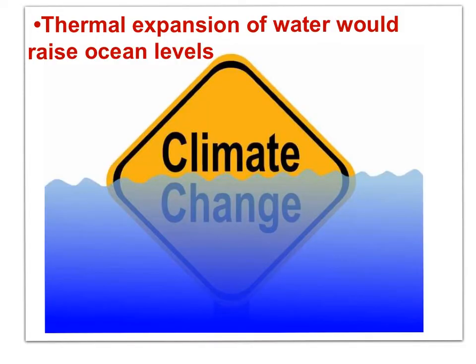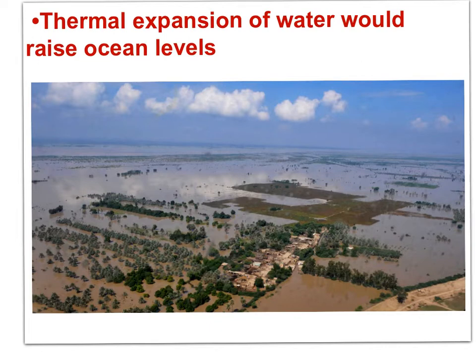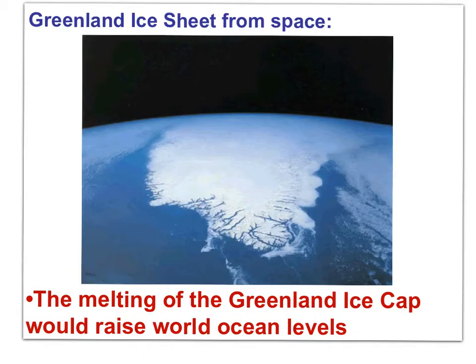The thermal expansion of water would raise ocean levels. Coastal areas would be vulnerable to rising sea levels due to the thermal expansion of water. The melting of the Greenland ice cap or the Antarctic ice sheets would raise world ocean levels because the ice sits on land. As the ice melts, it would drain into the ocean.